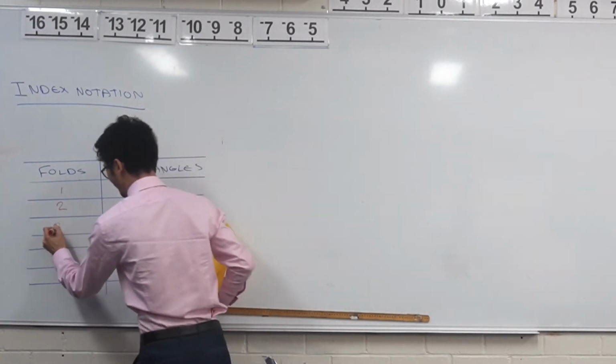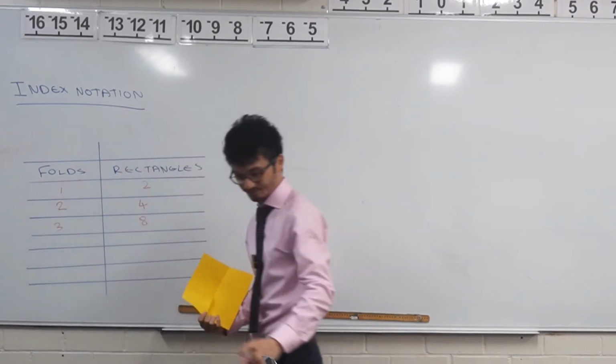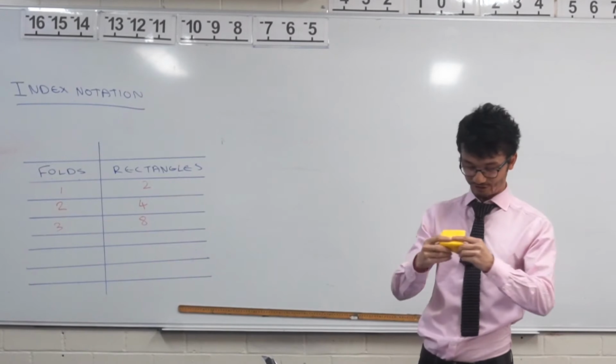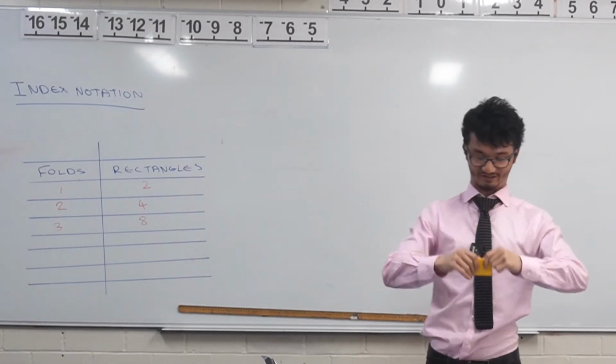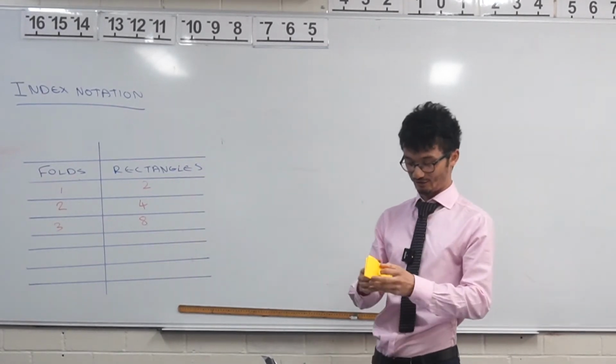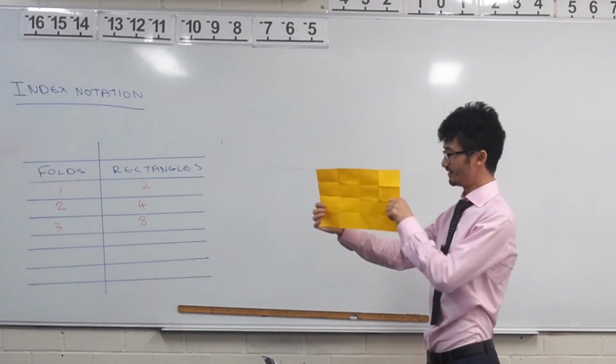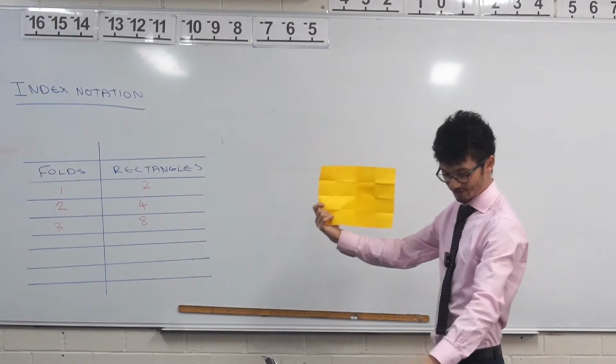Okay, so let's try and confirm this again. Keep going for me, so you can go faster. Four folds. It's getting a little tricky now to do these. So we've got 4 by 4, so that's 16.